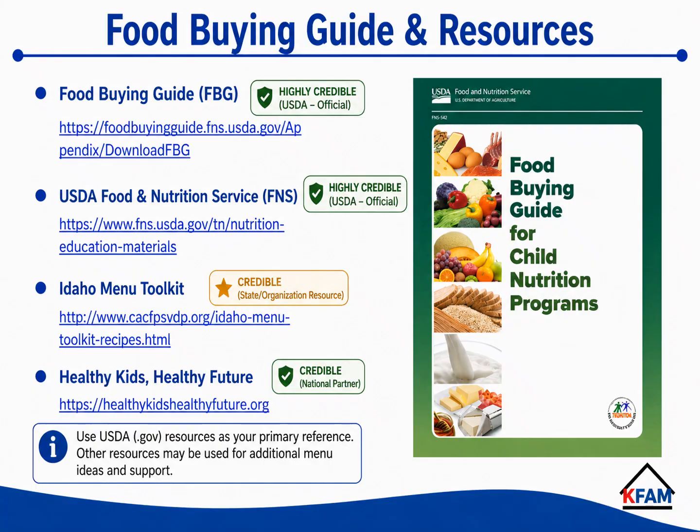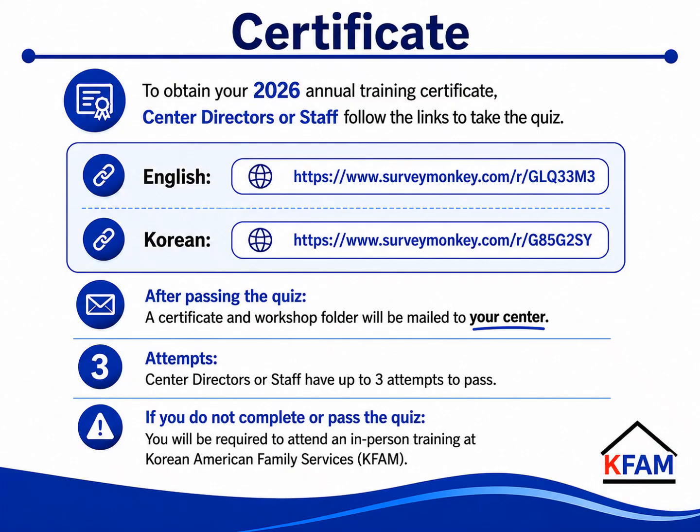To obtain your 2026 annual training certificate, center directors or staff must complete the quiz using the links provided on the slide. For the English quiz, please use the English SurveyMonkey link. For the Korean quiz, please use the Korean SurveyMonkey link. After successfully passing the quiz, a certificate and workshop folder will be mailed directly to your center. Please note that each participant has up to 3 attempts to pass the quiz.